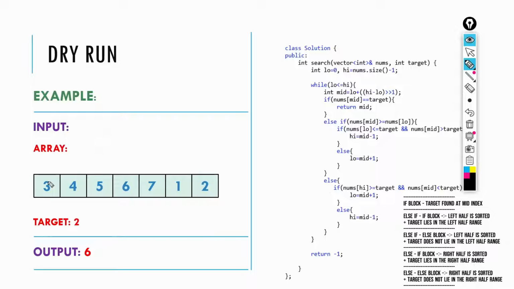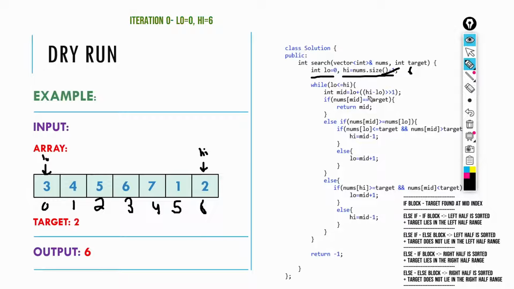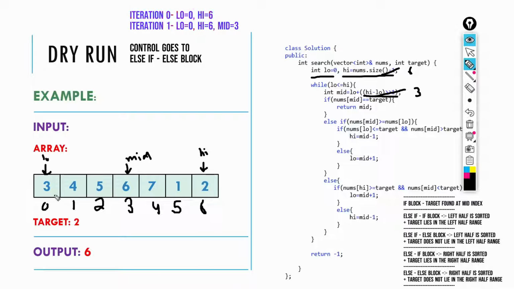Let's try to dry run our code now. Initially low is equal to the 0th index of the array and high is equal to the last index of the array, that is 6 here. Mid is initially equal to (low + high) / 2, that is (0 + 6) / 2, which is 3. The value at mid, 6, is greater than 3. So the left half is sorted. We see if the target, that is 2, lies in that half. Since it does not lie in that half, we'll choose the right half and we'll shift our search range to the right of the mid.